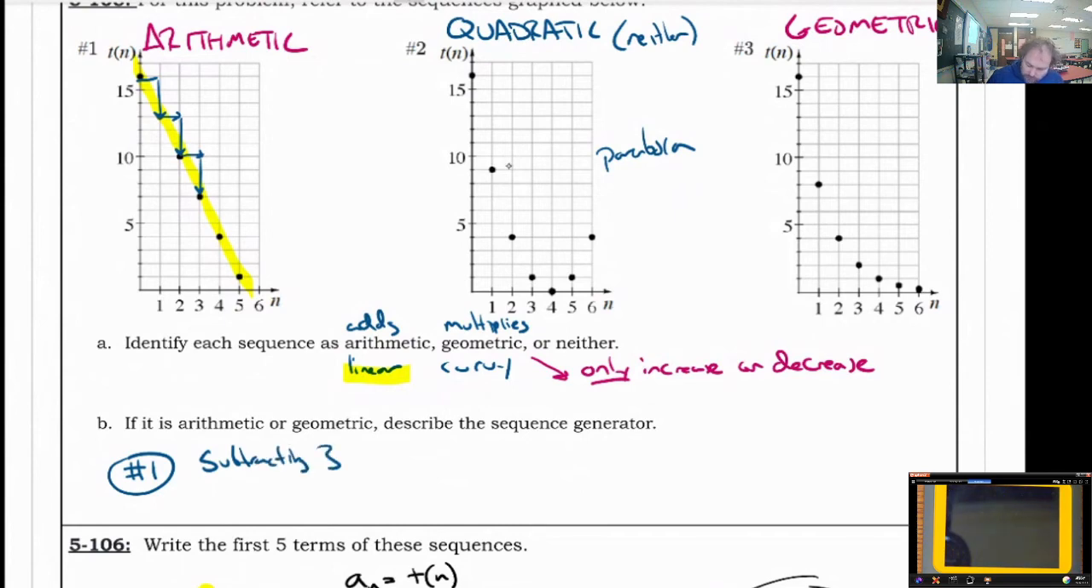And all we have to do, if we're describing the sequence generator, is talk about what's happening every time. What are we multiplying by or adding? I guess you could say adding negative 3 if you wanted to.